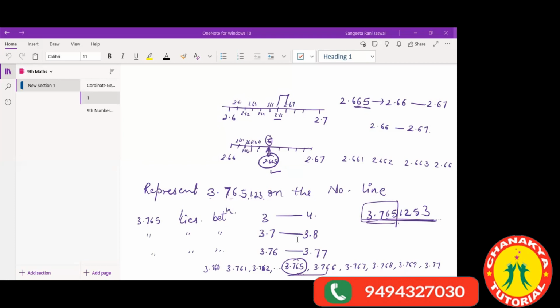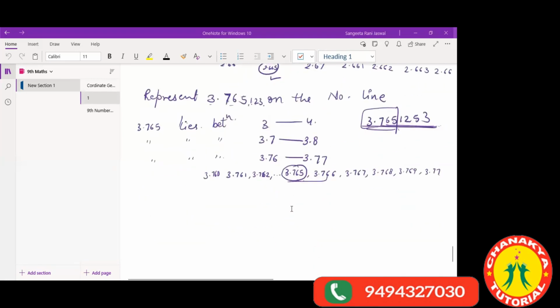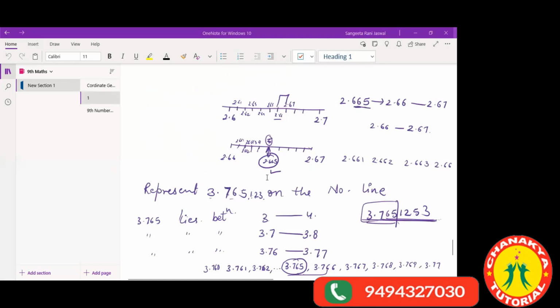Hello. Yes, hello, please respond. Do you remember this? We plotted this on the number line by magnifying. Yes, ma'am.